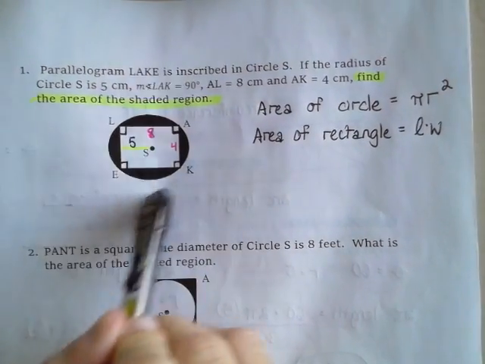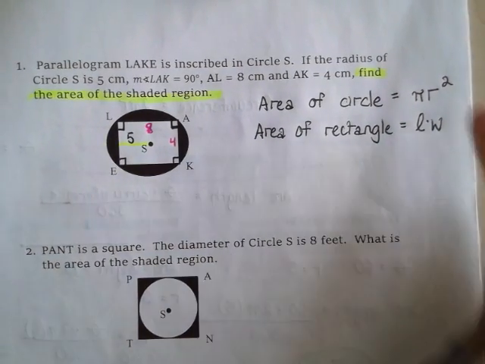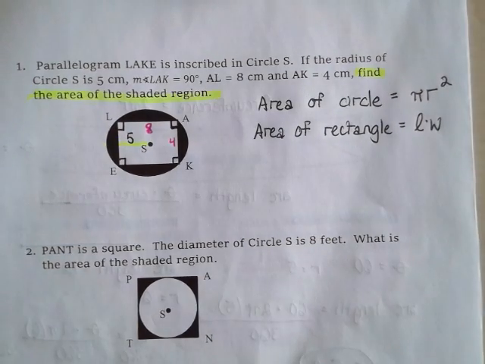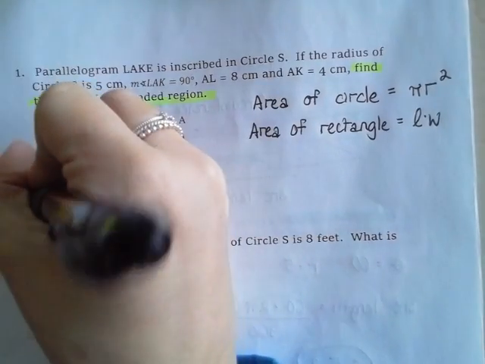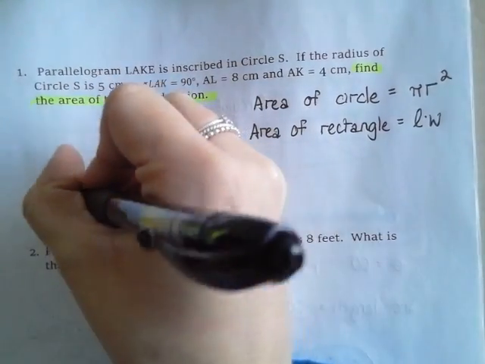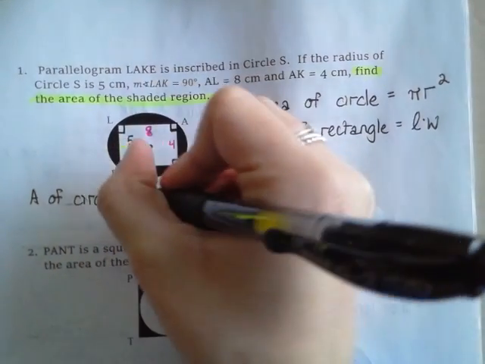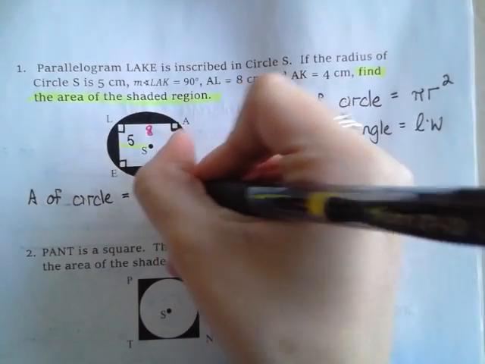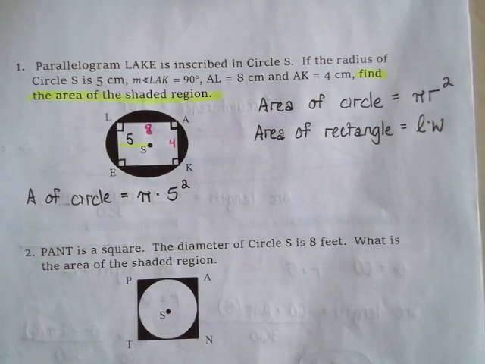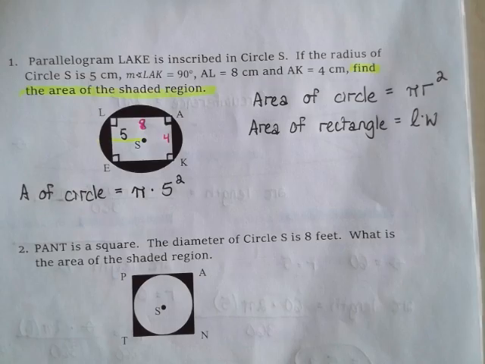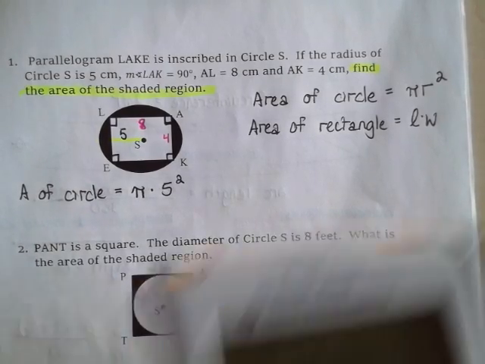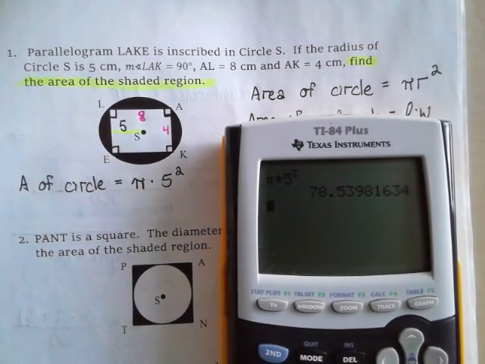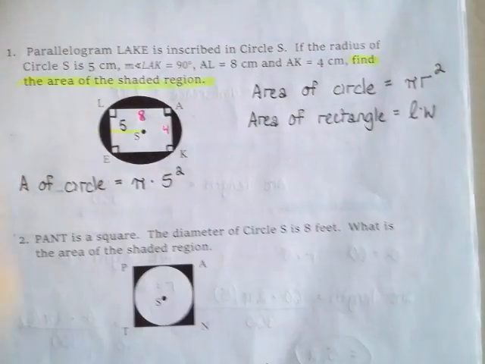To start off, we need to find how much area is in this entire circle. To find the area of my circle, I need pi and I need my radius. That's what r stands for. So to find the area of a circle, we are going to do pi times our radius, which is 5, squared. And when I type that into my calculator, I will get pi times 5 squared, which is 78.5.